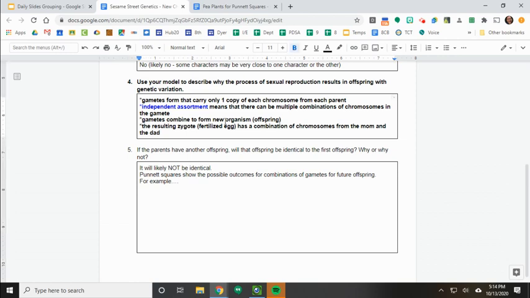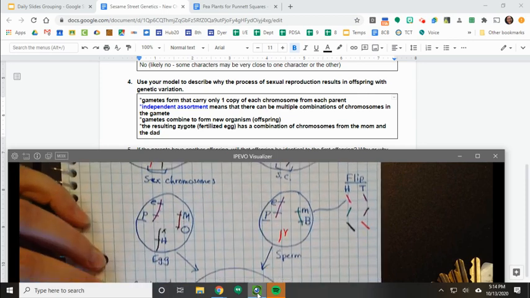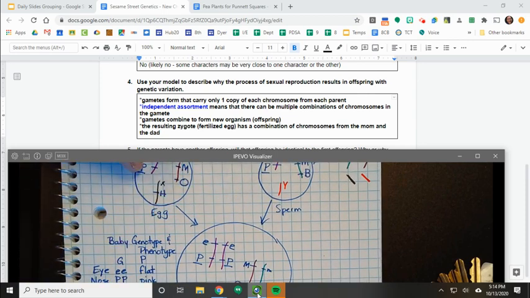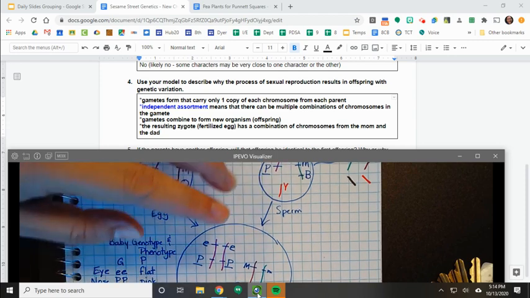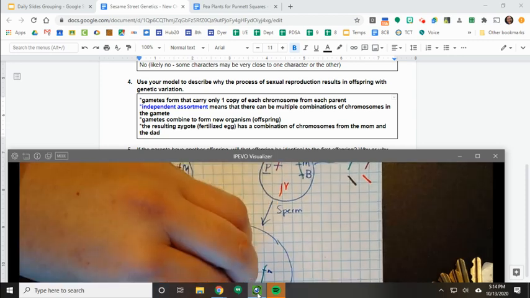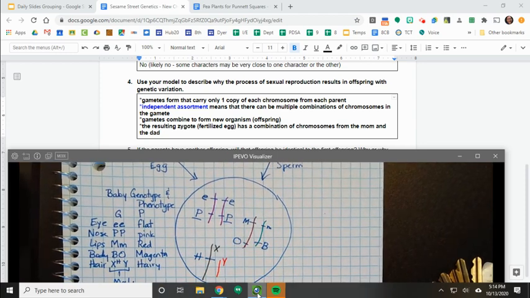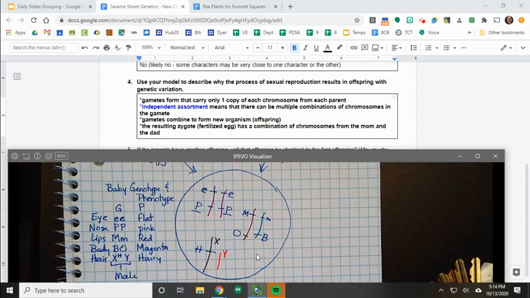Okay? And then the gametes combine to form the new organism. So if we look at that on here, we've got the egg and the sperm. So the egg here and the sperm here, they are combining together to get a fertilized egg. That's called a zygote. This is the beginning of our new organism right there. So the gametes combine to form the new organism. And this resulting zygote, so this resulting fertilized egg, has a combination of chromosomes from the mom and the dad.